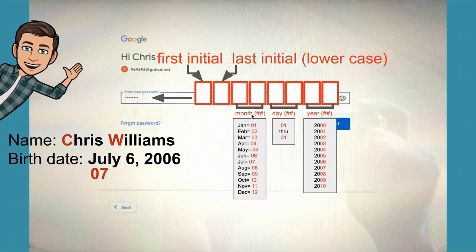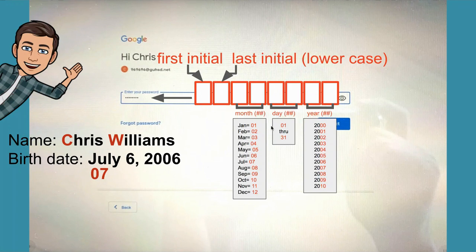Next is going to be the month. So the month is going to be expressed in a 2-digit number. Here's the code for all the months. So for example, Chris Williams was born in July. If you look, July is 07. So 07 is going to be his birth month for his password.